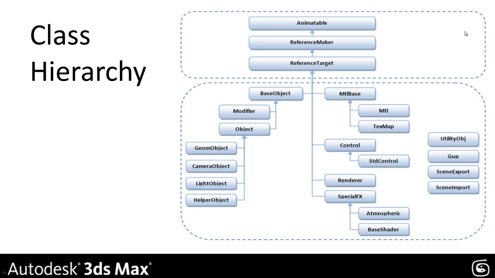Alright, so let's take a quick look at the high-level class hierarchy. At the very top you'll see that there is a class called Animatable. This is the root class of almost everything within 3ds Max. What that gives you a clue about is that pretty much everything is animatable. So that's a good thing.